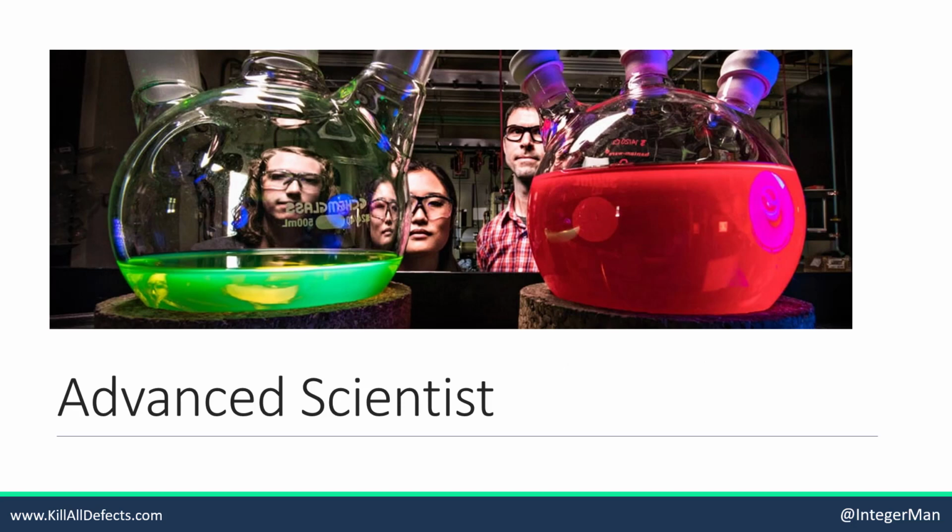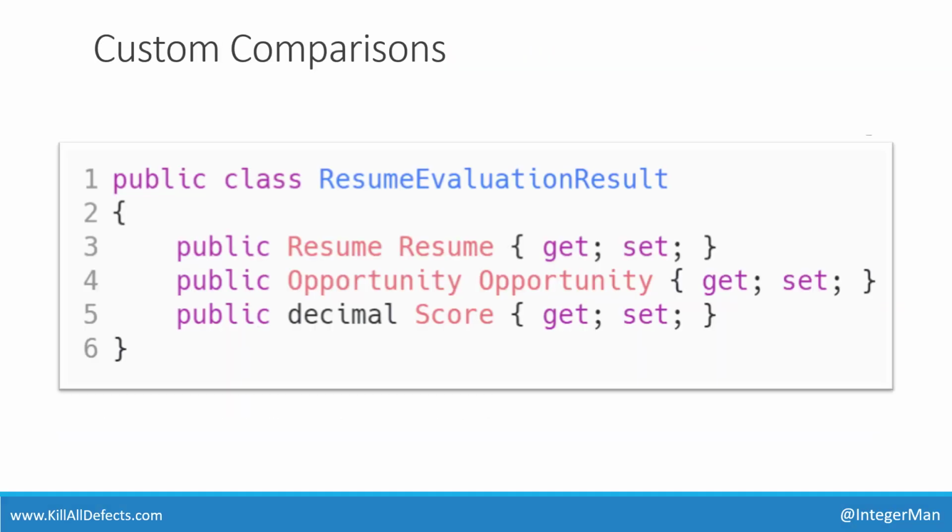So let's say you're not returning a decimal. Let's say you're returning a custom object like a resume evaluation result. Well, Scientist is going to try to compare these things to each other. And the default comparison in .NET is going to be equality comparison. It's going to say, hey, this instance of resume evaluation result is not the same memory address as this other one, so they're not equal, so I'm going to fail this. Well, they might have the same score. You probably don't want to do that, right?